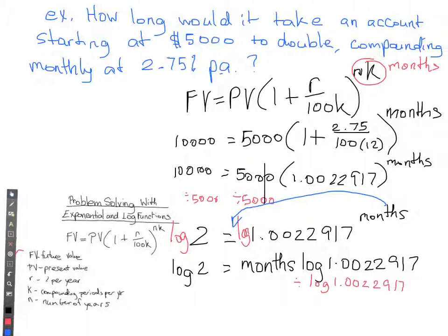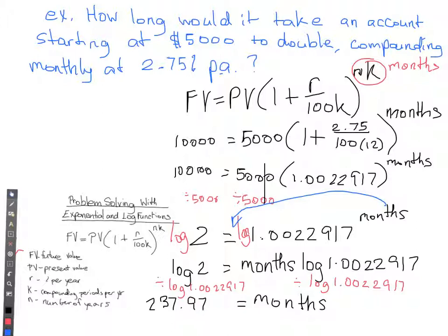We're dividing both sides by the log of 1.0022917. Once we do that, we get that the months is equal to this log over this log, which should give us approximately 237.97 months. And that's the number of months it will take $5,000 to double.